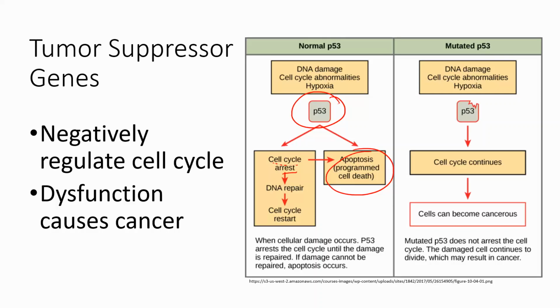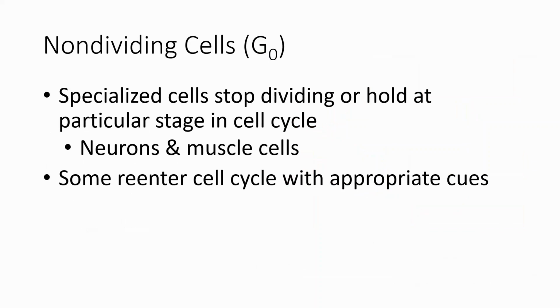However, when you have mutated P53, it is not able to arrest the cell cycle, and those cells can then grow and continue to grow without limit. And if those cells just keep growing without limit, they become cancerous.